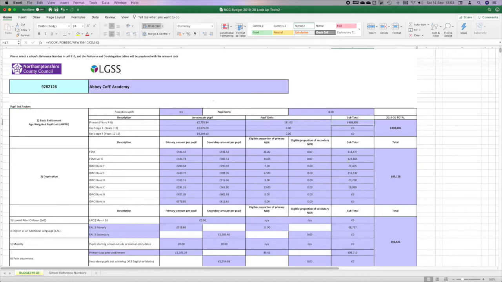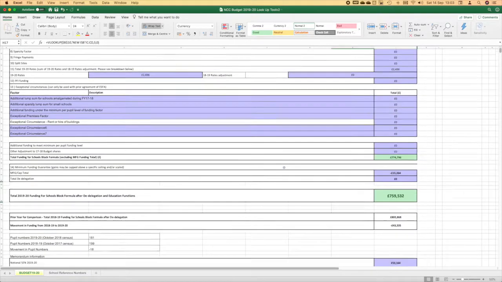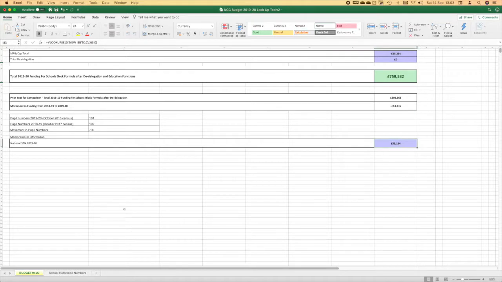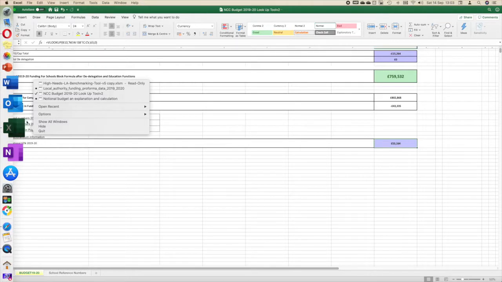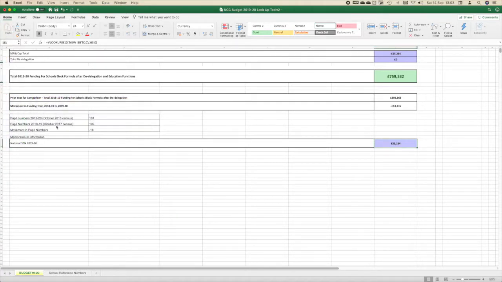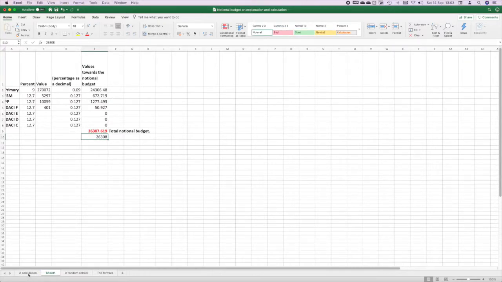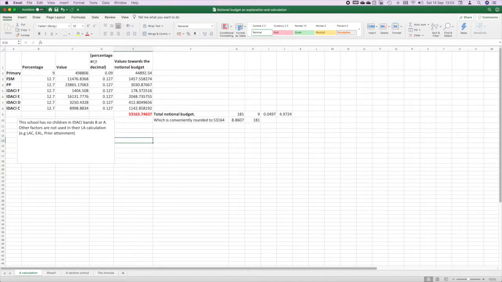So they were on that nearly £500,000. If I scroll down, it says that their notional budget should be £53,164. So if I go back to my other spreadsheet then, and back to this one here that says a calculation, I actually had their figures already in there, so I'd popped in the numbers that were from their spreadsheet there, and it calculates it out to be this amount, which is conveniently rounded to £53,164, which is what we've just seen on the other spreadsheet.